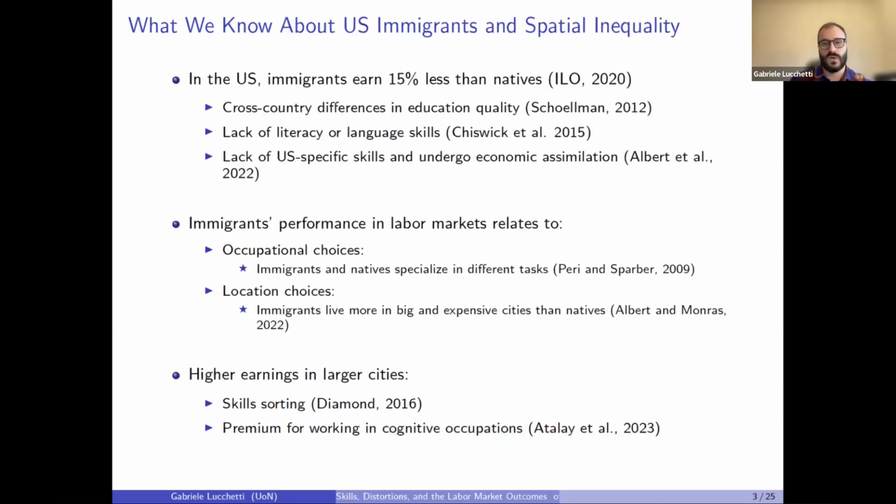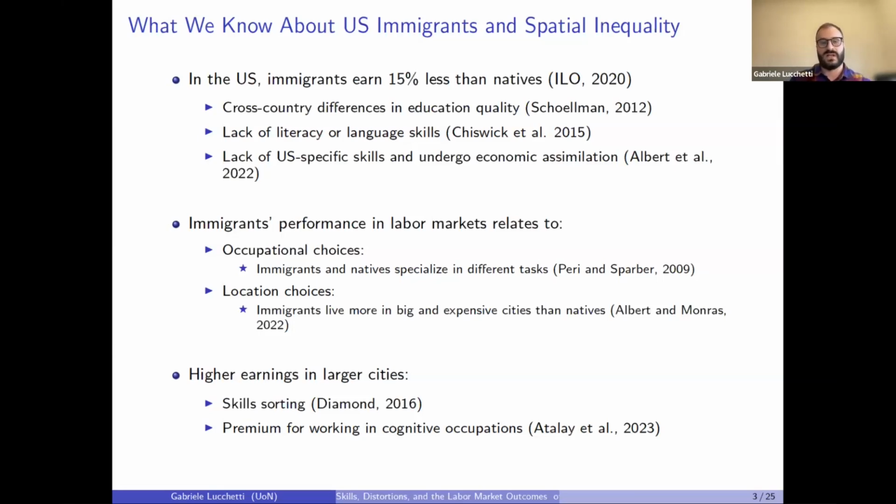To give you a bit of an overview about US immigrants and spatial inequality: at the moment, in the United States, immigrants earn about 15% less than native workers. The literature has identified three main aspects behind this fact. First, the type or quality of education: the schooling that immigrants go through can vary across countries. Second, the language ability of immigrants might be less than that of natives, and immigrants may lack literacy. The third is that immigrants may lack skills specific to the host country, so they need to undergo a process of economic assimilation.